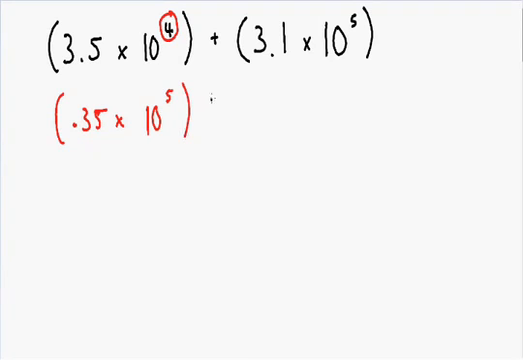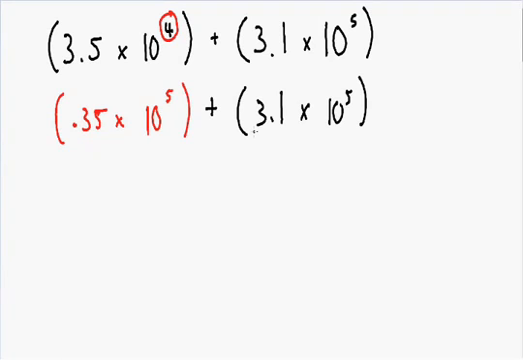So moving on, our right side stays the same. We have to add 3.1 times 10 to the 5th. And I want you to notice now that our powers of 10 are exactly the same. We have a 10 to the 5th on the left and a 10 to the 5th on the right. So now we can add this just like we did in all of our other examples.